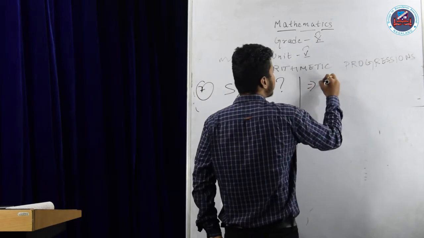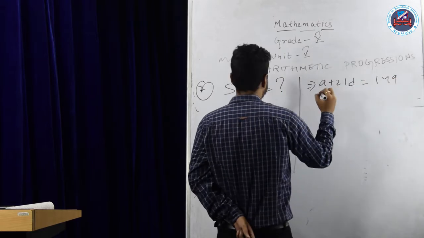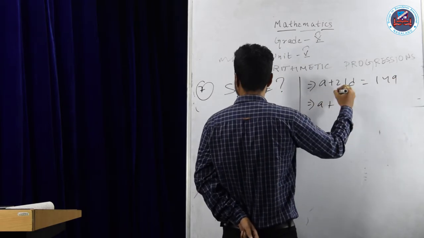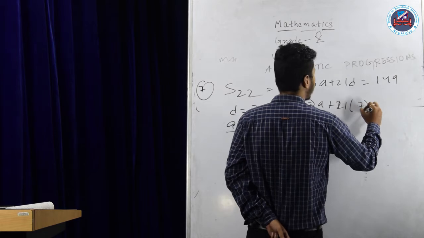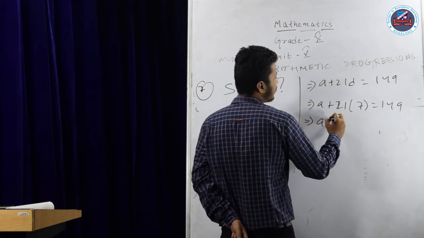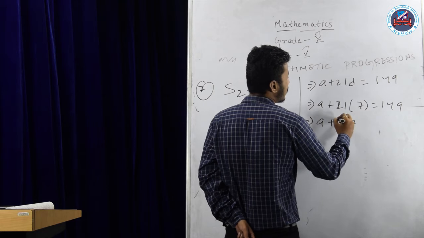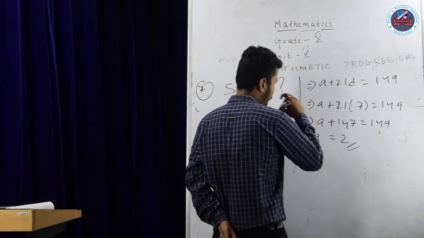A22 can be written as A plus 21D equals 149. A I don't know, D I know. D is 7, so 21 into 7 equals 147. From here can I calculate the value of A? A plus 147 equals 149. So A will be 2.